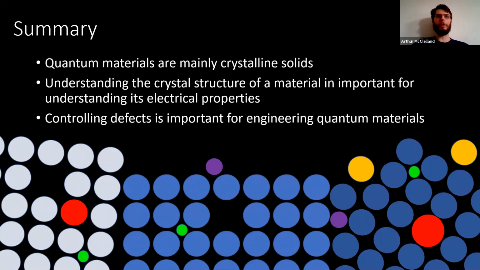So in summary, quantum materials, we're going to think of them as mainly crystalline solids, and we need to understand the crystal structure of the material because that affects its electrical properties strongly. And we want to control the defects. We don't want defects that we aren't expecting, and we do want to be able to put in specific defects at specific sites so we can engineer the band gap and the conductivity of the material the way we want.